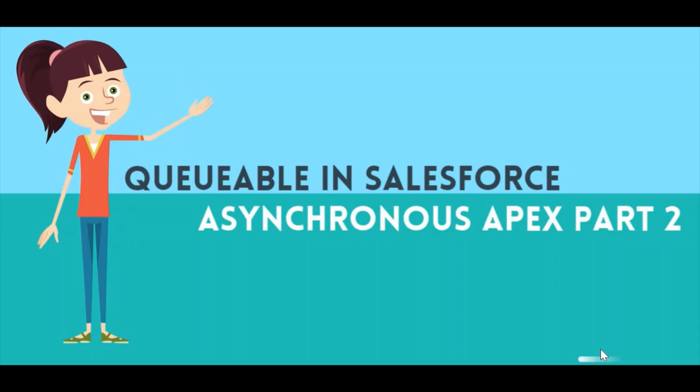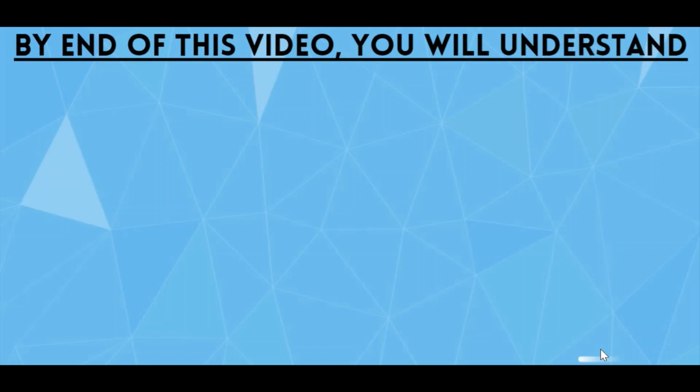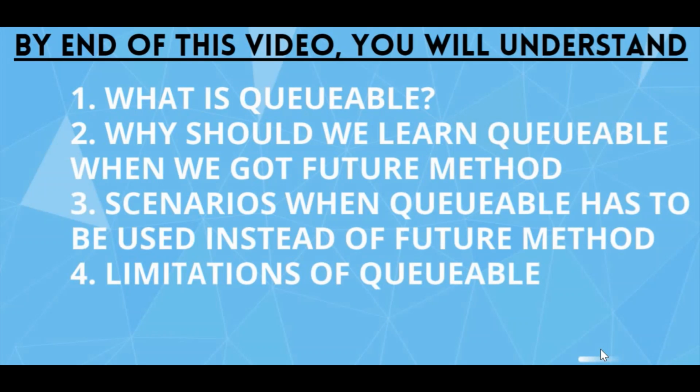Today we are going to learn about Queueable in Salesforce. This is the second video in the Asynchronous Apex series, and we'll go through a couple of scenarios to have a better understanding. By the end of this video, you will be able to understand what Queueable is and why we should learn Queueable when we already have the future method. We'll go through some scenarios when Queueable has to be used instead of the future method, and we'll go through some limitations with Queueable.